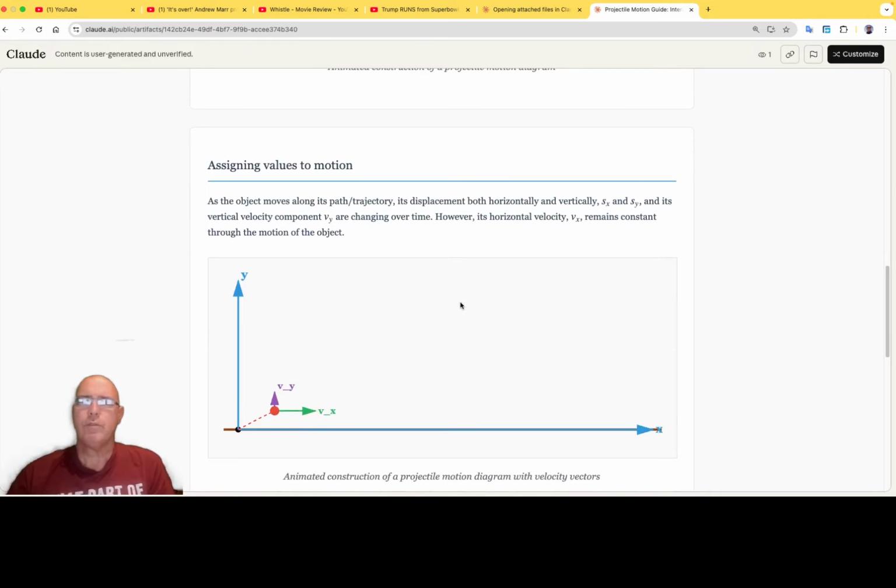Then we have to assign values to the properties of the motion. So for this animation, we've still got the same X and Y axes and the origin, but the animation shows that as the object moves from left to right, it has a horizontal velocity, Vx, and a vertical velocity. And if you watch the animation, you should be able to see that the horizontal velocity, Vx, never changes, and the vertical velocity is changing as the object goes up and then goes down.